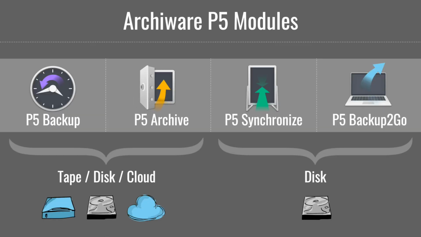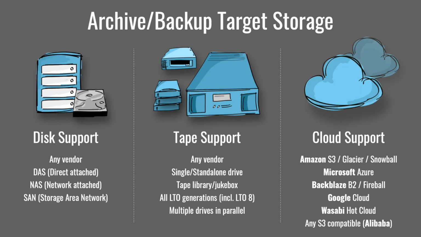So we already saw this slide just illustrating the types of storage that these different modules can access. A little bit more detail on that disk, tape and cloud support that you can write to using the backup and the archive module. Disk support basically anything. So if the operating system can see a disk where P5 is running, then we can read and write that disk. So whether that's direct attached, a network attached, or it's a SAN.